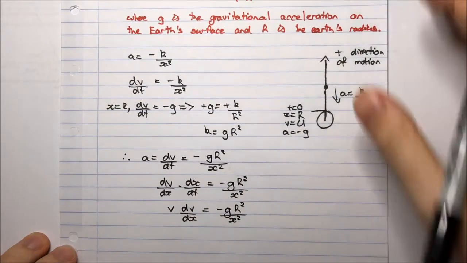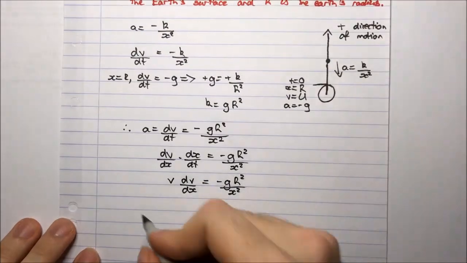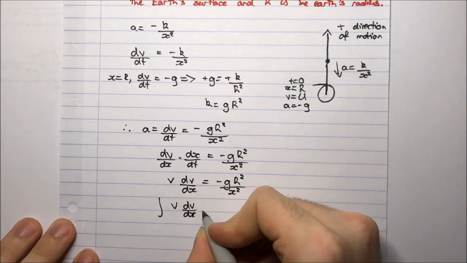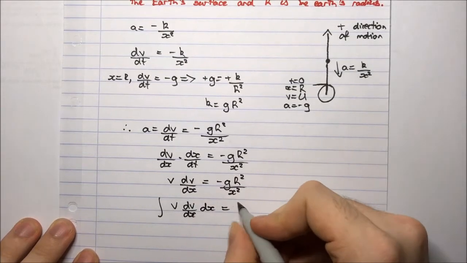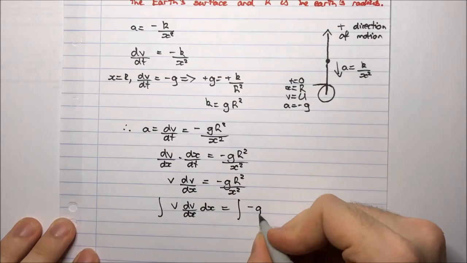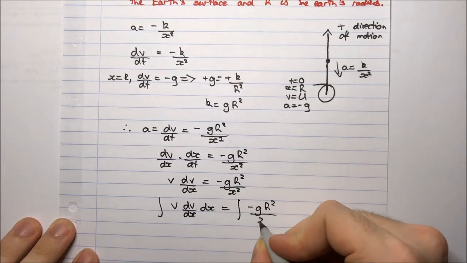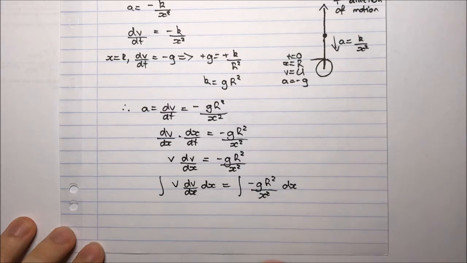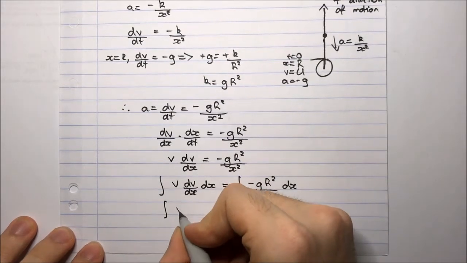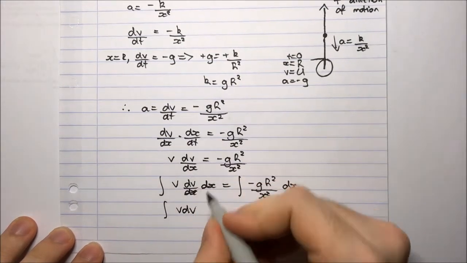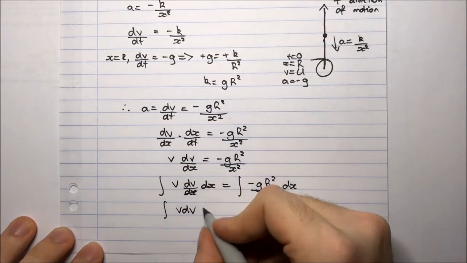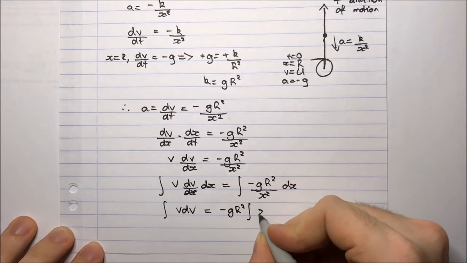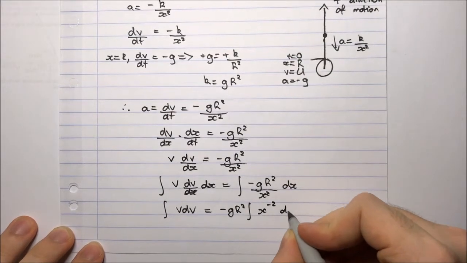Okay, and here I want to integrate both sides with respect to x. Integrating v dv on dx times dx is the integral of negative g on r squared x squared dx. Great, so here I have the integral of v dv, because these dx cancel each other out. And here I have, well, minus g on r squared is a constant, and I'm integrating x to the negative 2 dx.